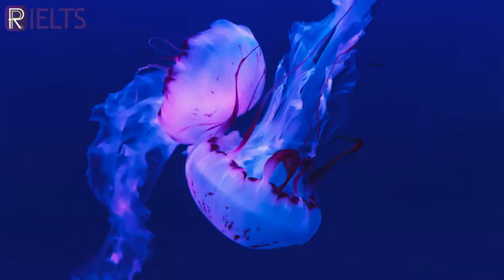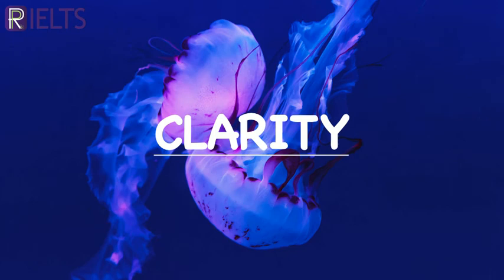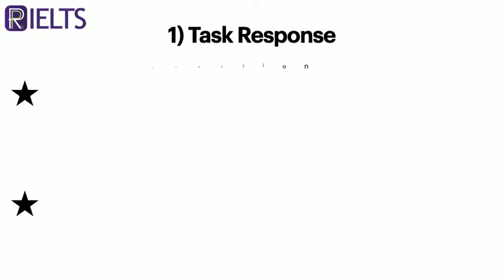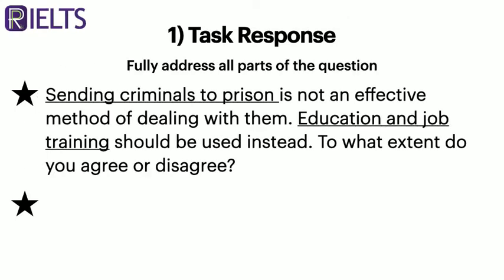So let's get started. Basically, all these band descriptors are there for only one thing, that is clarity. All 4 band descriptors help to improve and enhance the clarity of your writing. So the first descriptor is task response.